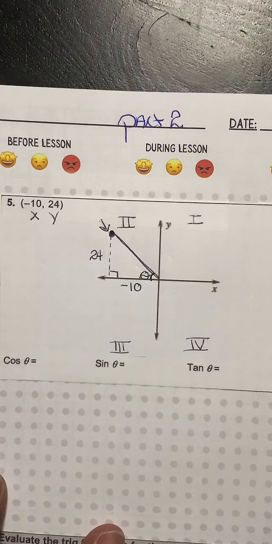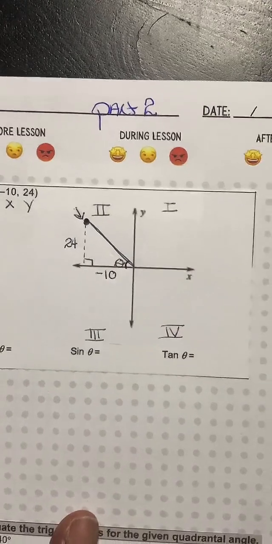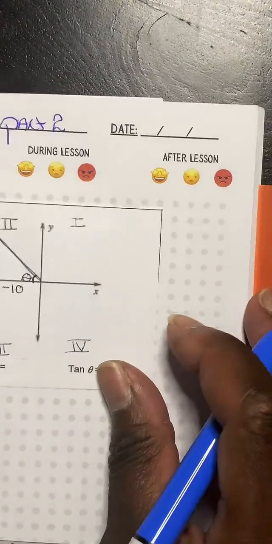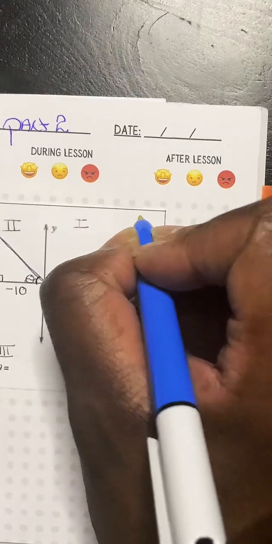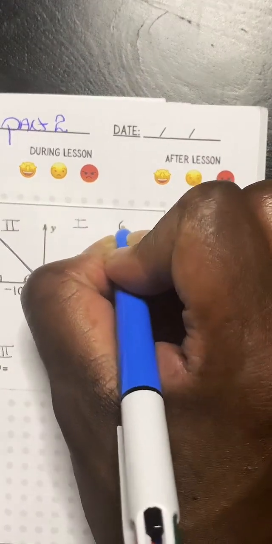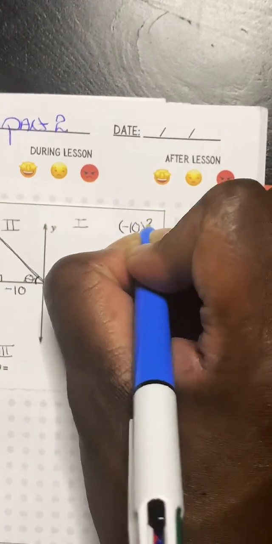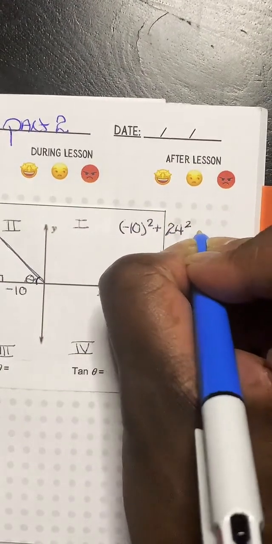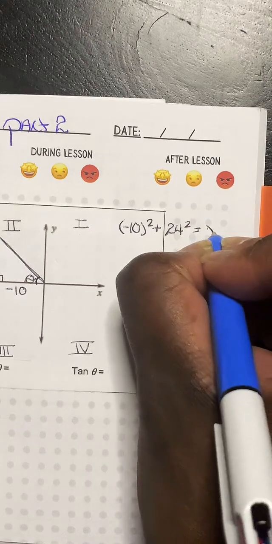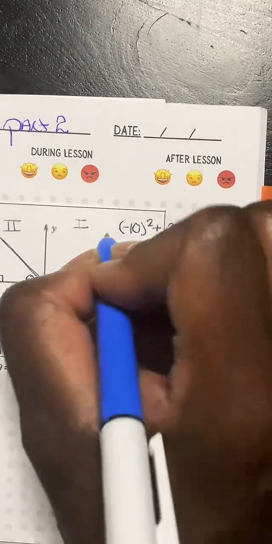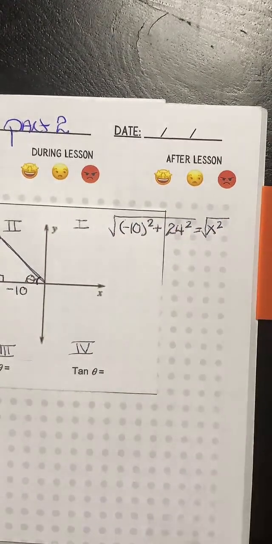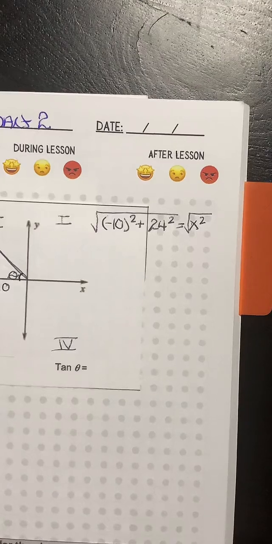Anybody remember what it's called? A couple people are getting it to me. Yes. Okay, we got our Pythagorean theorem. Our a squared plus our b squared equals c squared. So we got our negative 10 squared plus our 24 squared is equal to our unknown squared, or the square root of it, to give us our unknown.